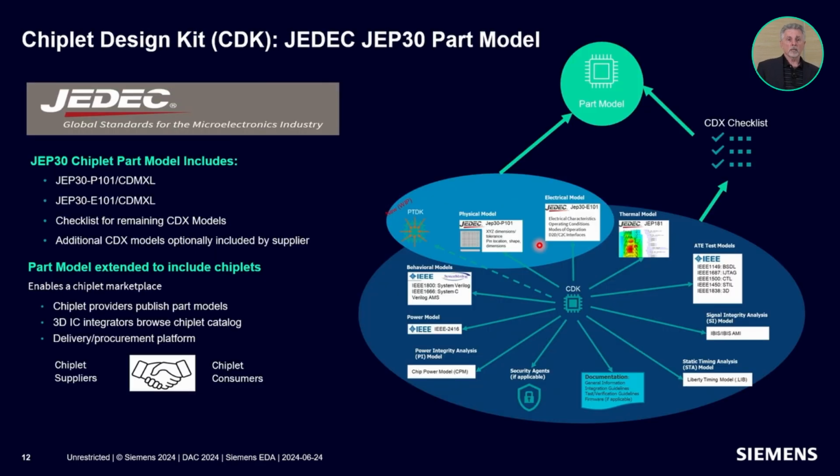So the next thing I'm going to talk about is the JEP 30 part model. As I mentioned, the CDK, these two models were developed as JEDEC standards, and those are the required models that are in the part model. But all these other models that I mentioned, the recommended models that are required to support the design analysis, we have a checklist. At a minimum, we have a checklist to know what models are available. So a chiplet designer or a chiplet provider can define which of these models are available.